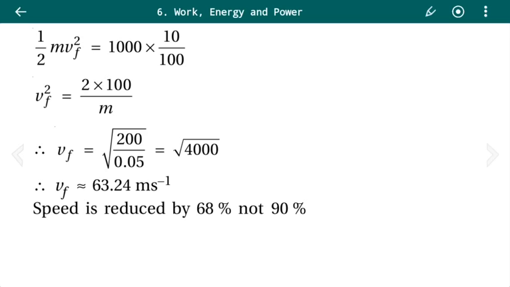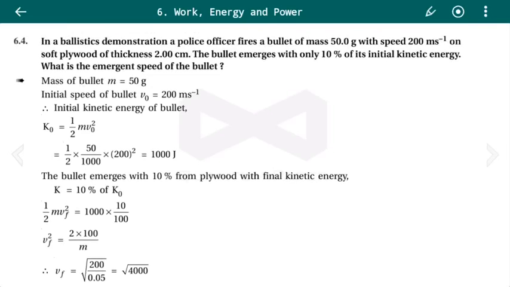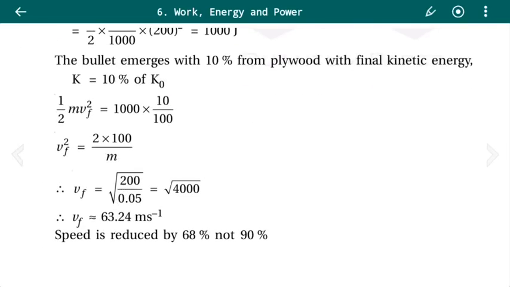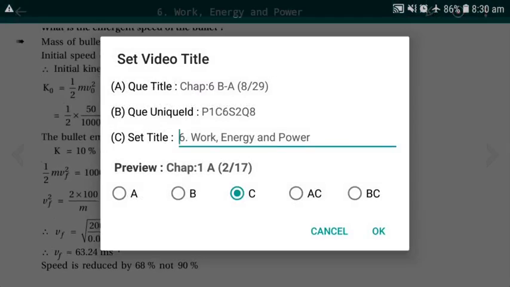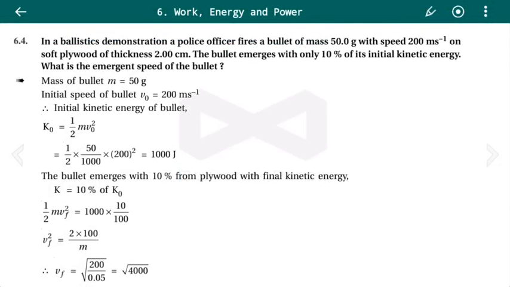So here we can say initially the speed was 200 meter per second and now it is 63.24 meter per second. So speed is reduced by 68% and not 90%. So students, you may note down this illustration.